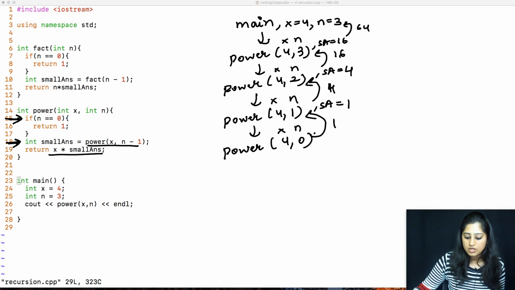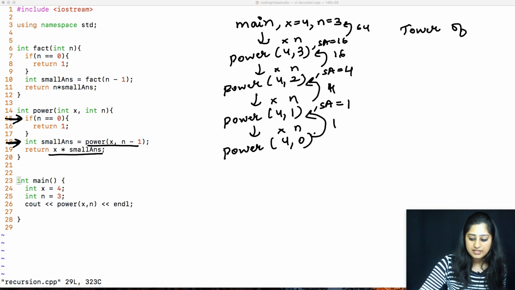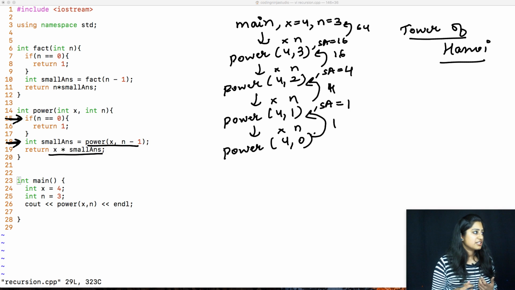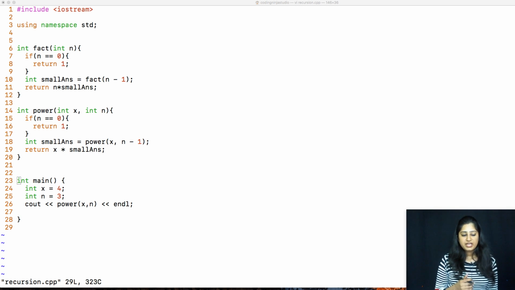Okay. So after factorial and power, let's move to another problem. I am sure many of you must have heard about it. That is Tower of Hanoi. So let's discuss Tower of Hanoi now. Let me just clear this up. Okay, and I'll straight away move to Tower of Hanoi.